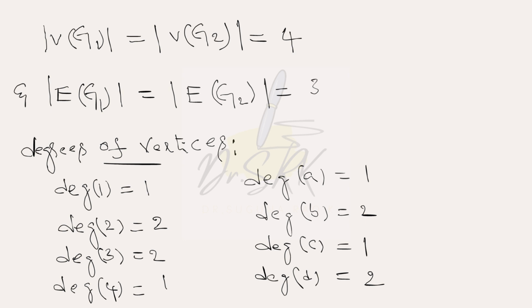So these are the degrees of the vertices of the given graphs G1 and G2. Okay. So what the second point of the procedure says is, both the graphs have an equal number of vertices with a given degree.